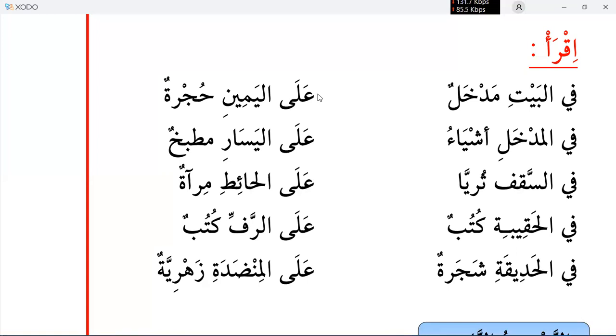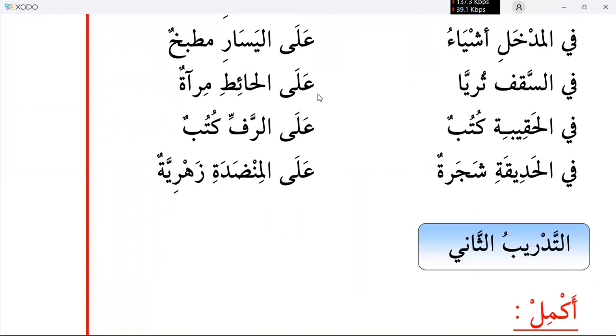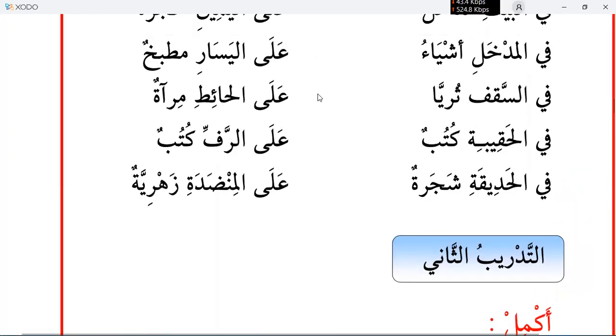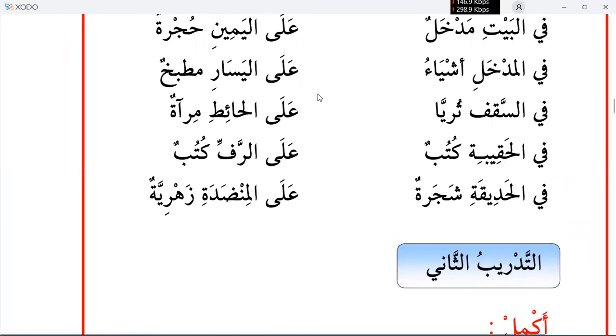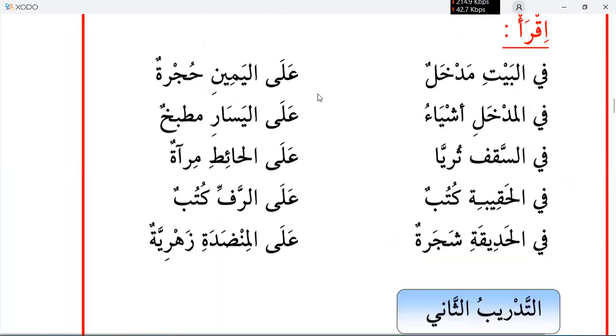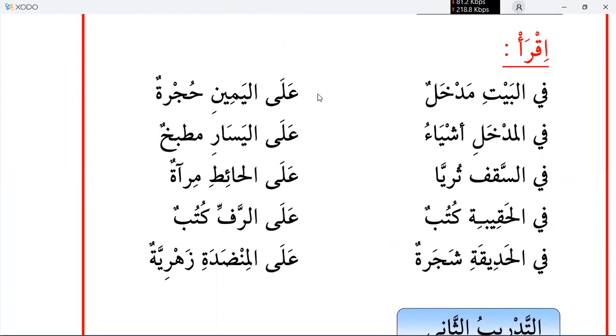Ala al-mindadati zahriyatun. On the table there is a flowering vase. Zahriya is the vase, because zuhur is flowers. Flower vase, V-A-S-E. And mindakati is table.